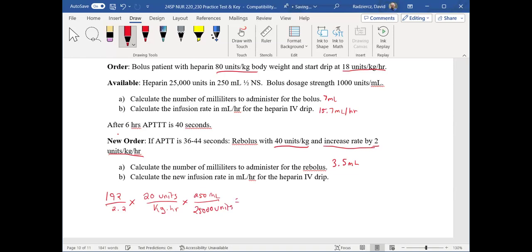So when I do this, I'm going to get 192 divided by 2.2 times 20 times 250 divided by 25,000. And I'm going to get 17.45 repeating. So we would just round that to 17.5 milliliters per hour.